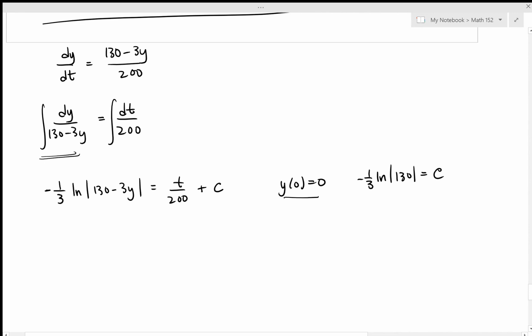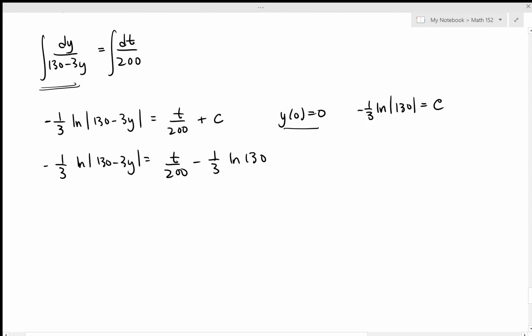Okay, so then I can put that in. Minus 1/3 log of 130 minus 3y is equal to t over 200 minus 1/3 log 130. Okay, looks a bit ugly. I'm going to do some algebra on this, and I'm going to write down a couple of the steps, but from here on out, we are algebra.